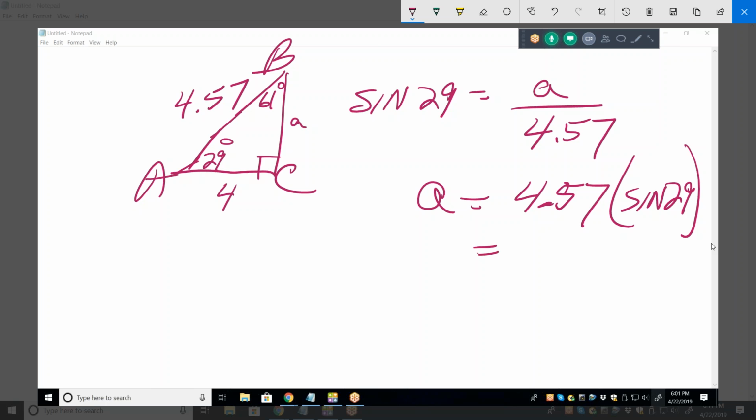What does that give you for side a? I just used my calculator from the answer of the sine, and I multiplied that by sine 29 and got 2.22. Okay. Makes sense. It's the ballpark answer for sure.